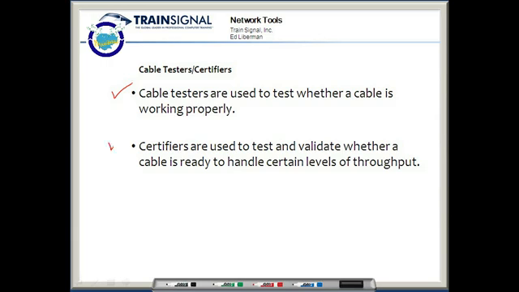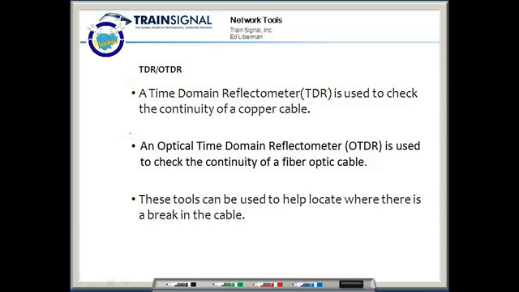Now, a certifier is used to test and validate whether a cable is ready to handle certain levels of throughput. Okay, so a certifier can certify that a cable is going to be able to handle a certain maximum level. For instance, maybe you're currently using standard 100 megabit Ethernet on your network and you're thinking about upgrading to gigabit Ethernet. Well, the certifier can be used to certify whether your cables are going to be ready for gigabit Ethernet communications.